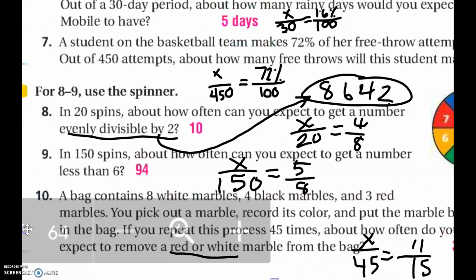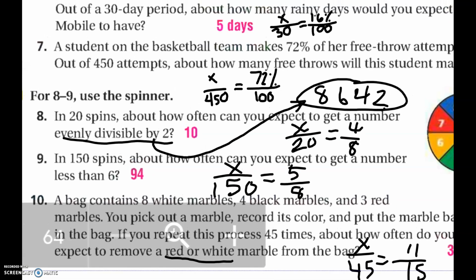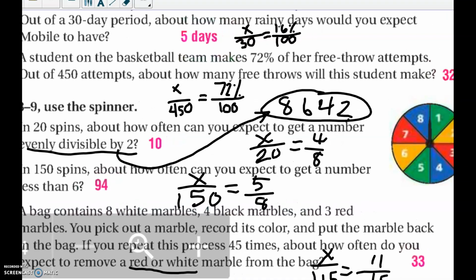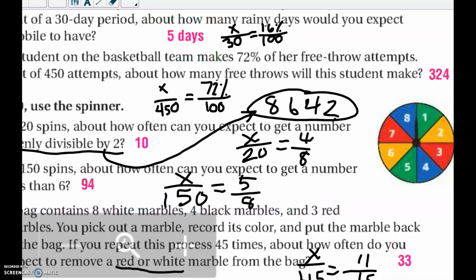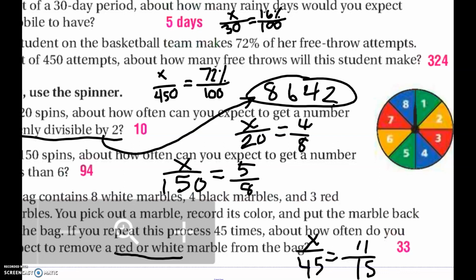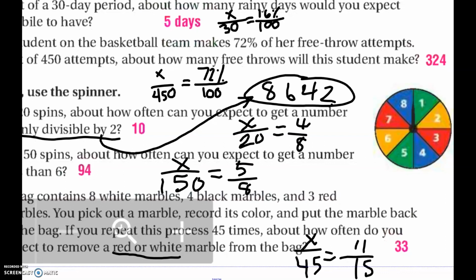So there's the answers. If you have any more questions, you can ask me during our meet time, or you could ask me during my office hours. So some of this is cut off here, but number 7 is 324 and number 10 is 33. Couldn't see that. All right, you can pause this and rewind it if you need to, but now we're going to review.